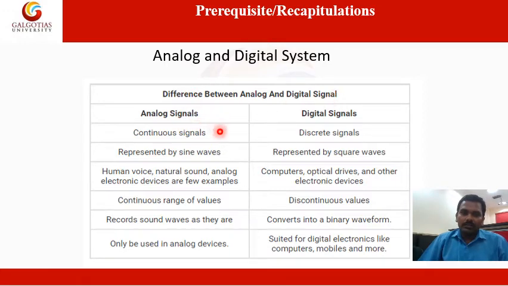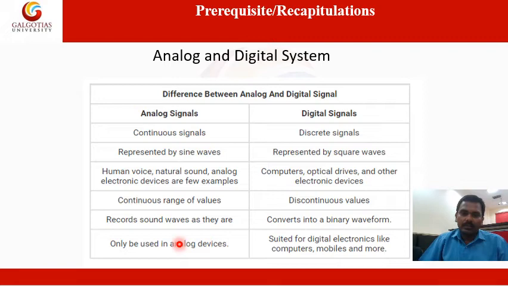An analog signal is continuous and it can be represented by sinusoidal waves. Examples of analog signals are human voice, natural sounds, and analog electronic devices. Another property of analog signals is that their value is in a continuous range, and analog signals can be recorded as they are, and only be used in analog devices.